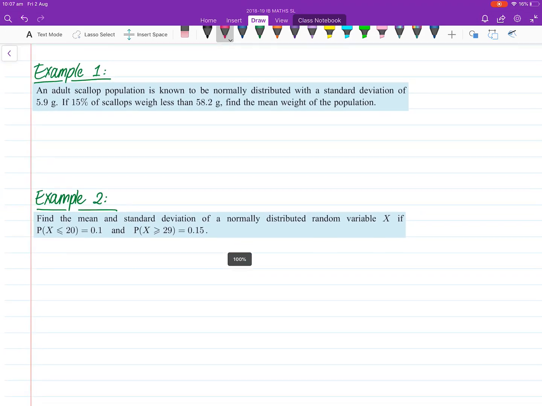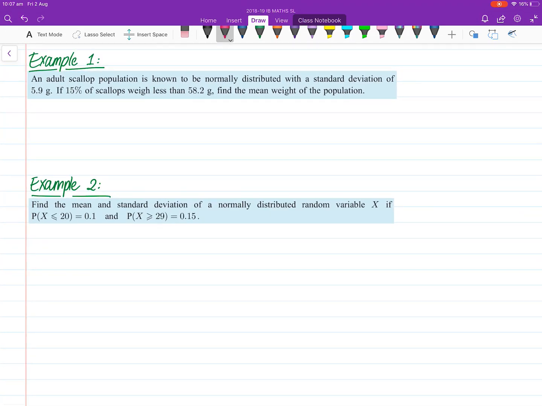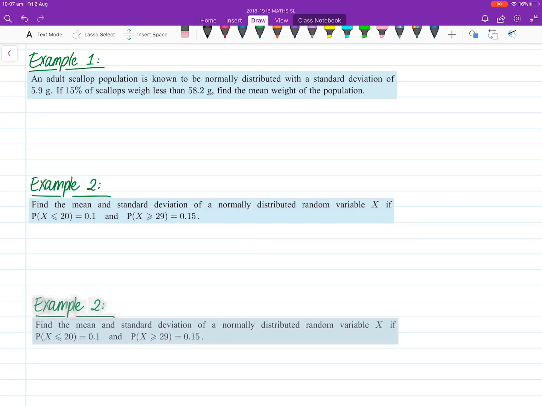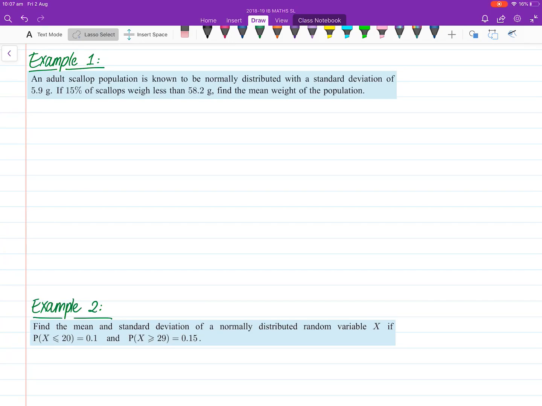An adult scallop population is known to be normally distributed with a standard deviation of 5.9 grams. If 15% of scallops weigh less than 58.2 grams, find the mean weight of the population. So let's do a little sketch and have a think about what it actually means though. Okay, so let's do a rough little sketch, visualize the data and what we're talking about.